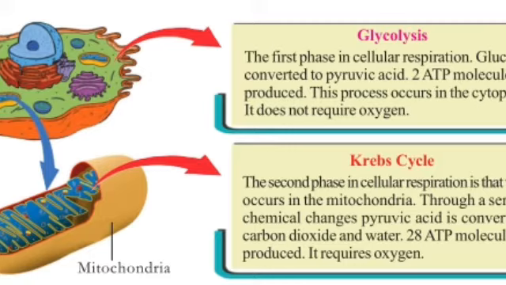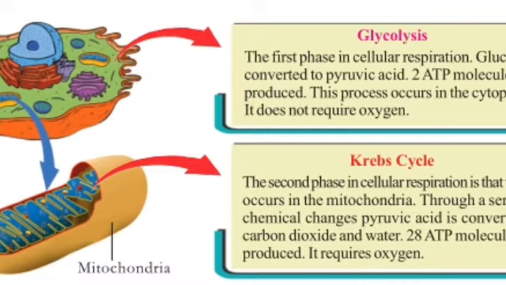You know photosynthesis has mainly two stages, the light phase and the dark phase. Similarly, plants are also respiring, and respiration has two stages: one is called glycolysis and the second stage is called the Krebs cycle.